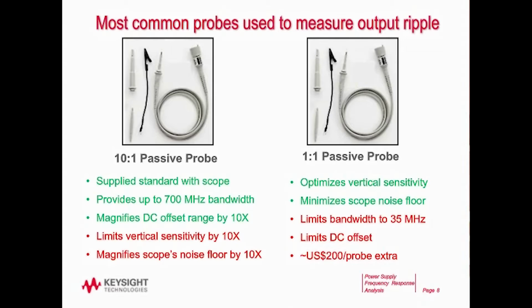A 1-to-1 passive probe, about the maximum bandwidth you can get out of it is about 35 megahertz. Sometimes this is not an issue. A lot of people only make power supply measurements and they use bandwidth limit on the scope, which limits it to 20 megahertz anyway. Another drawback is it limits your DC offset. So if you want to measure a 12-volt supply at 5 millivolts per division, you simply can't do it. You have to use AC coupling. And you have to pay extra for it, but 1-to-1 passive probes are relatively inexpensive.